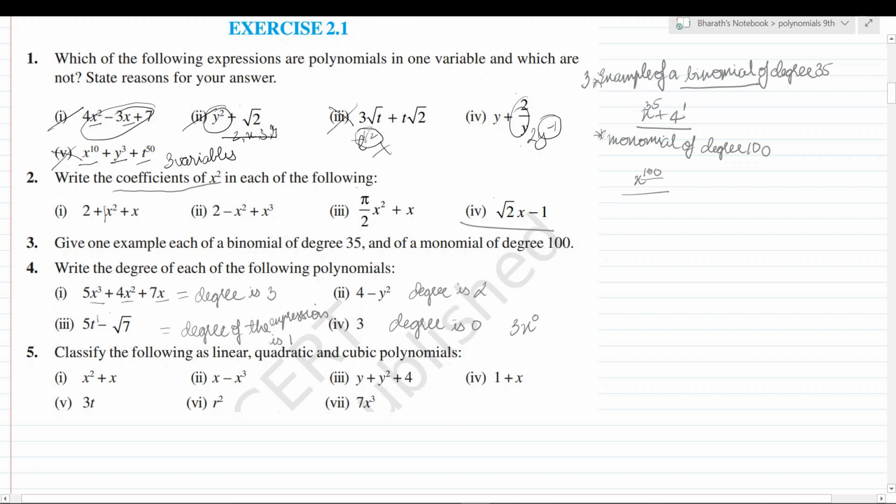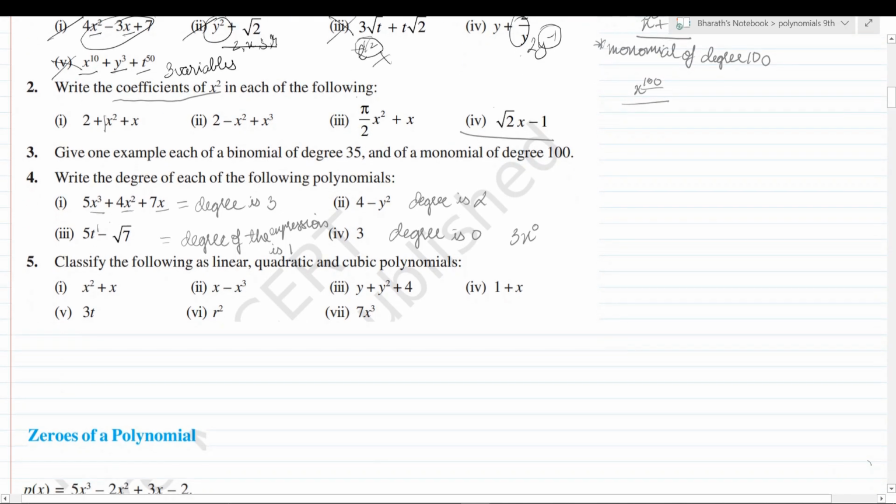So let's go to the fifth question. Classify the following as linear, quadratic and cubic polynomial. What do we know? Still now, linear is when the degree is 1.